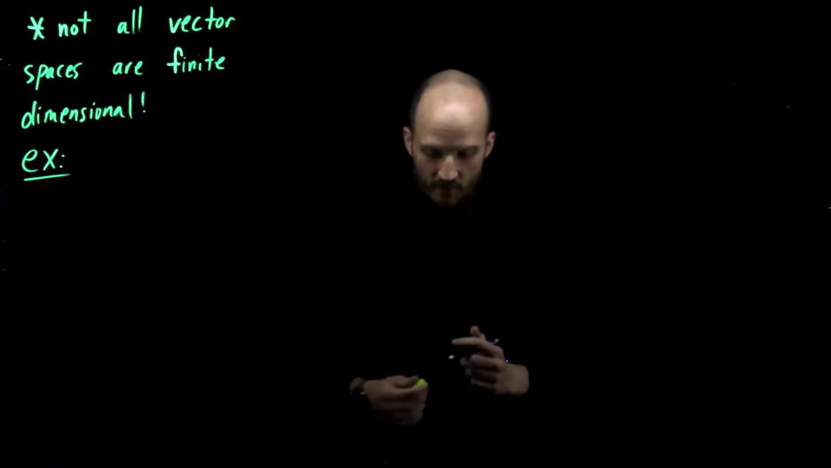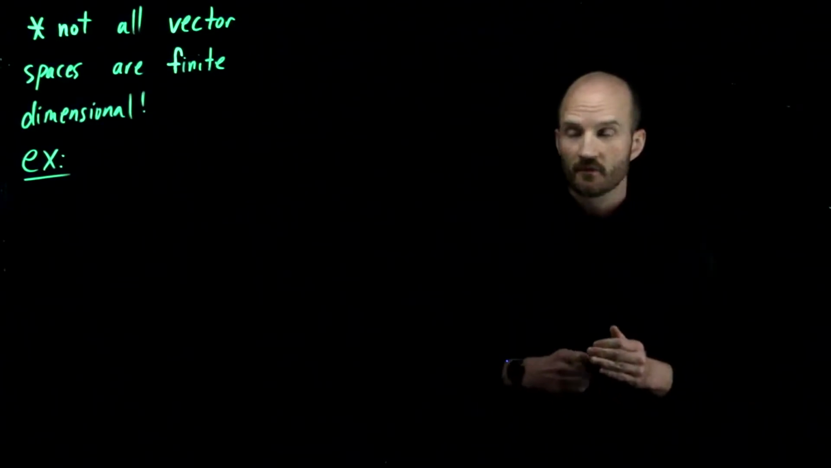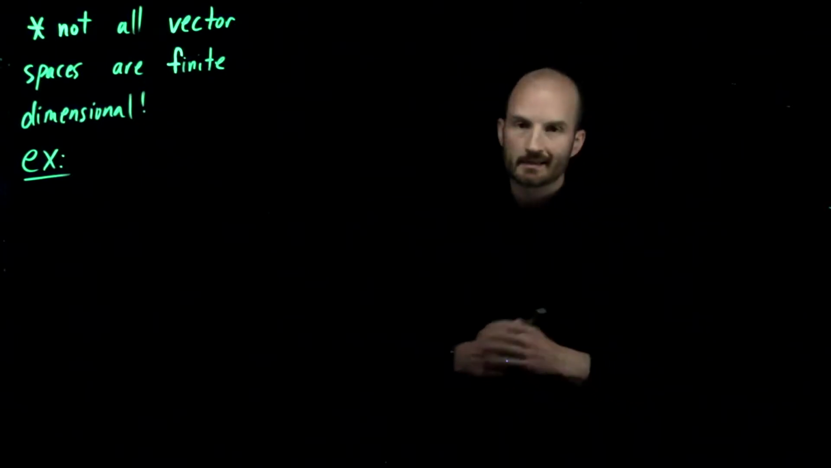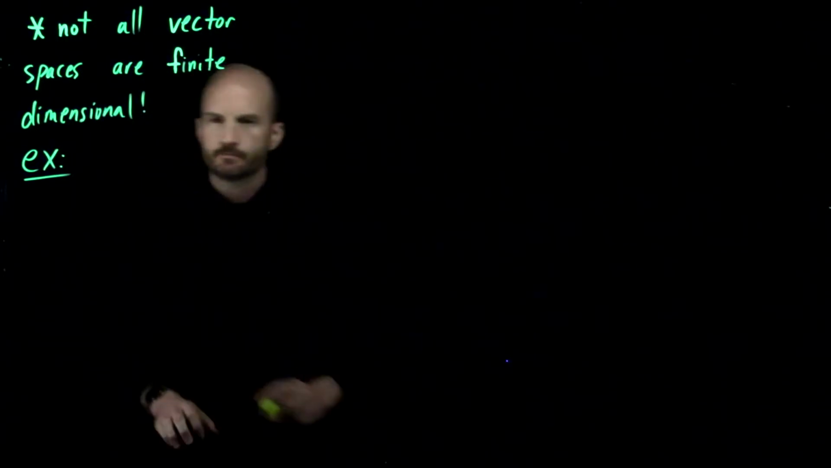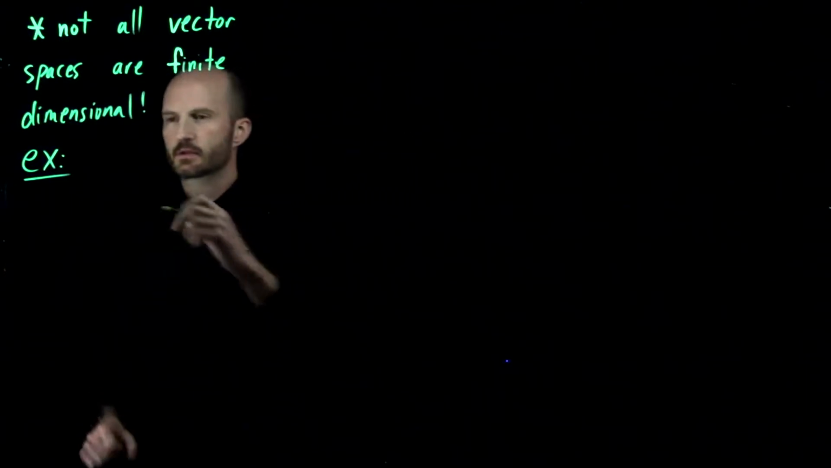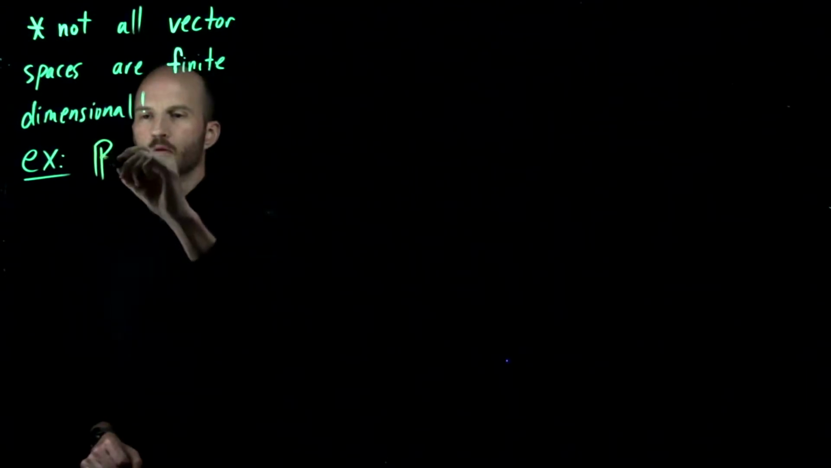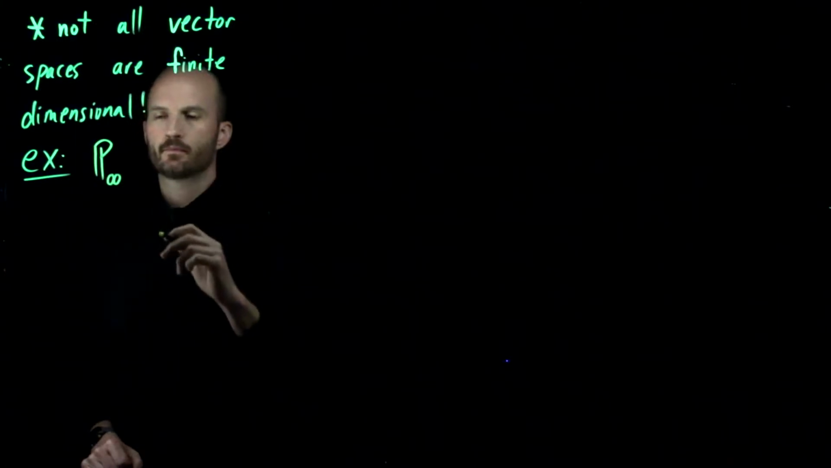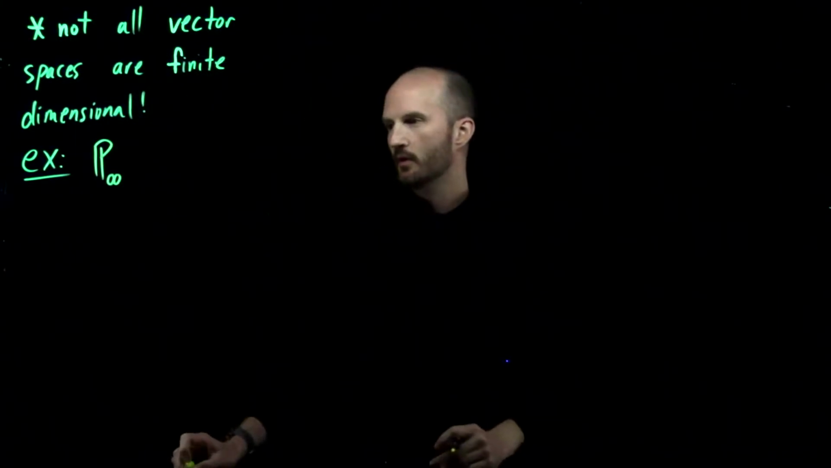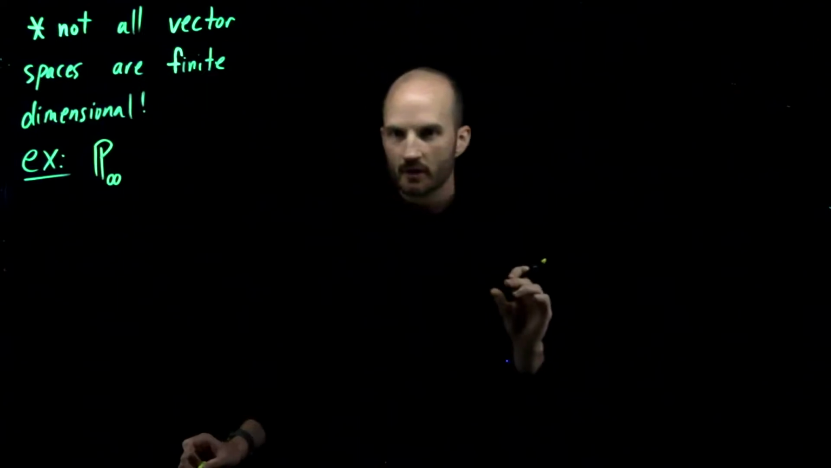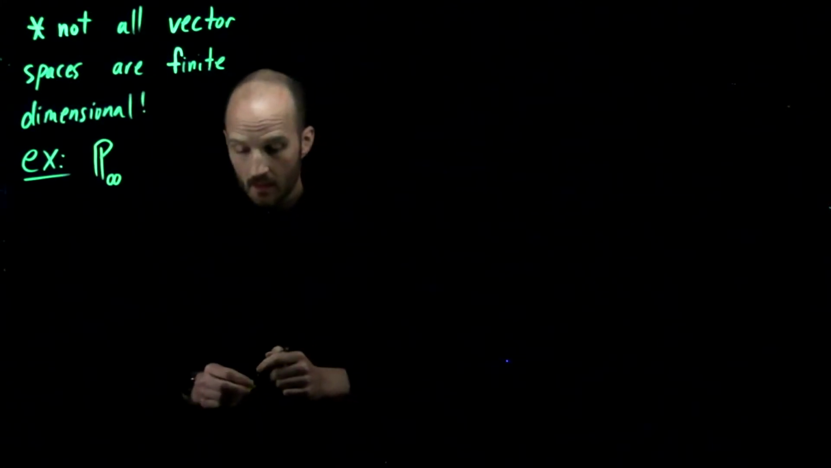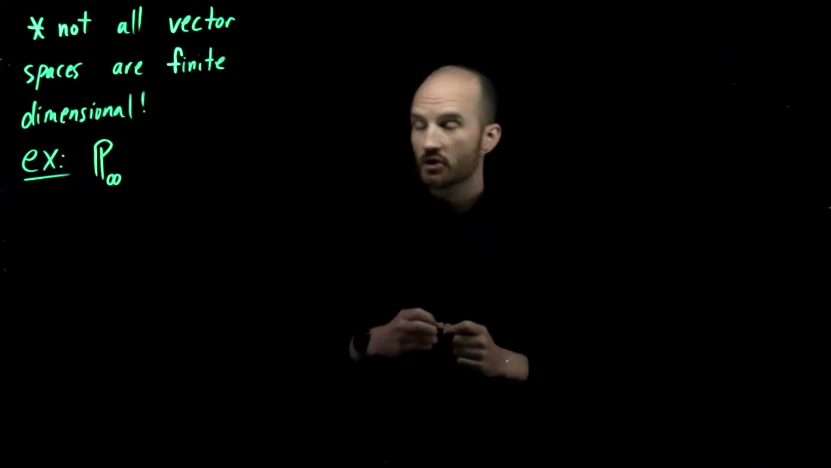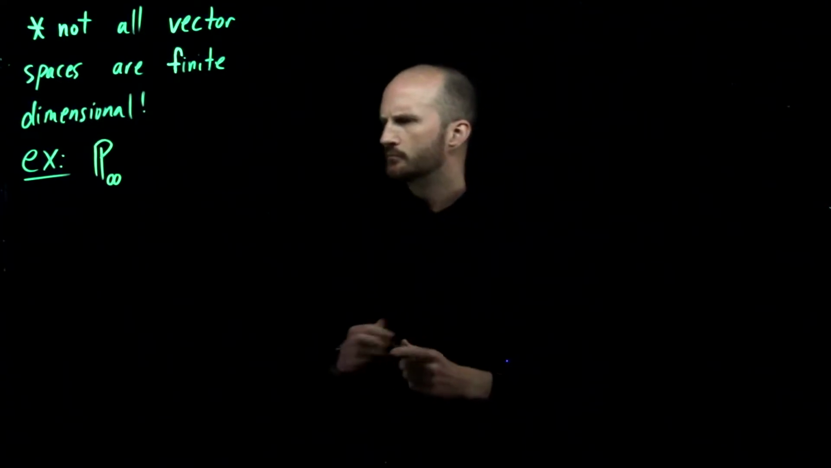So there are some vector spaces that are not finite dimensional. Let's see an example of such a thing. Now, imagine all polynomials. I'll call this P infinity. Okay, we had P1, P2, P3, P4, where we were capping the degree. If we just don't cap the degree, you still get a vector space. You can check that all the axioms are satisfied.